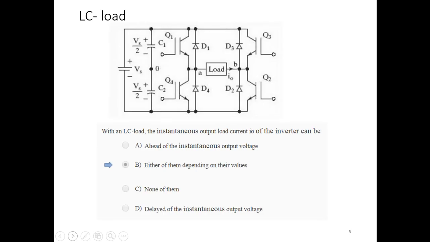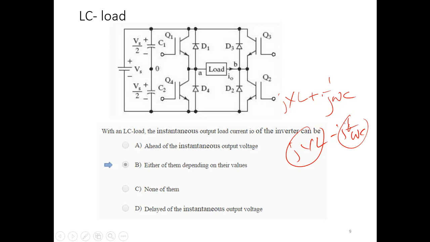And then for the LC load, you don't know, it depends on the values. It could be delayed. If you have jXL plus 1 over j omega C, which is like minus j, this will be jXL minus j 1 over omega C. It depends on the values of L and C relative to each other. It could be delayed, it could be ahead, either of them, depending on their values.